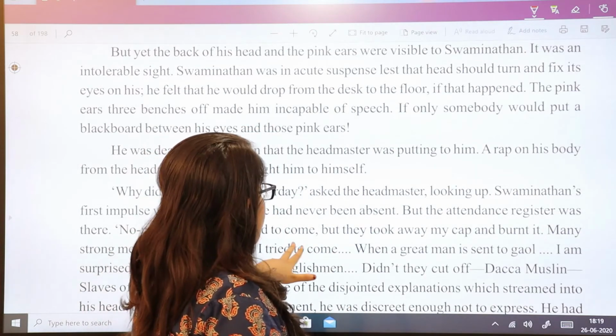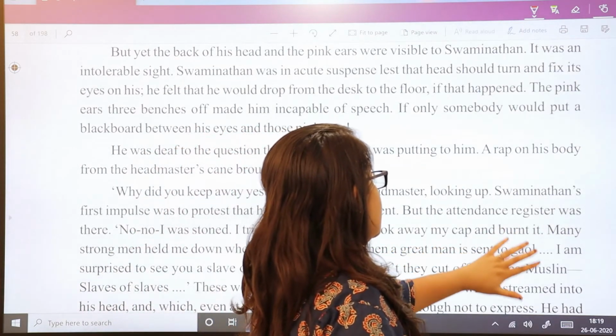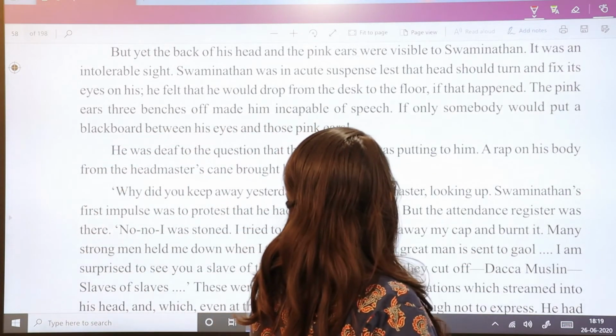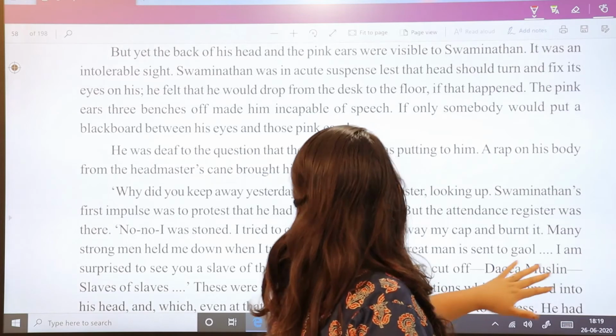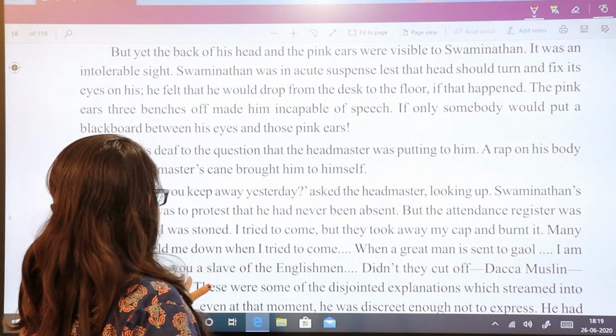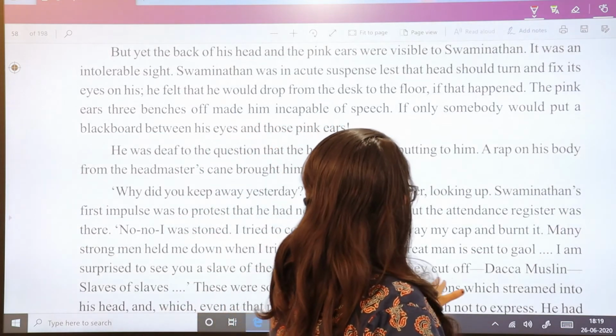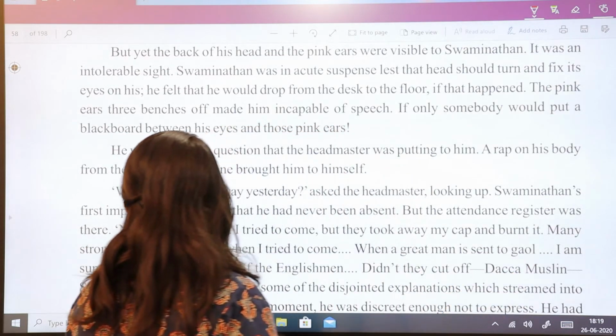"I tried to come, but they took away my cap and burnt it. Many strong men held me down when I tried to come. When a great man is sent to jail, I am surprised to see you, a slave of the Englishmen. Didn't they cut off Dhakka Muslin, slaves of slaves?"